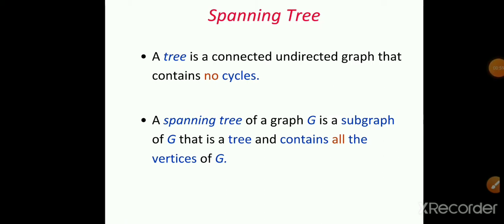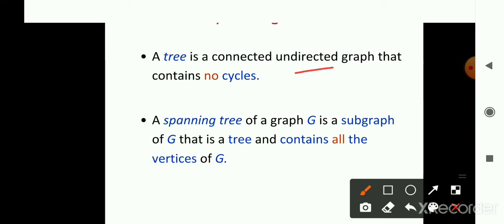Before starting the algorithm, we must know what is meant by spanning tree. As we discussed in the last lecture, the spanning tree is a connected undirected graph that contains no cycle, meaning there will not be any loops between different vertices. A spanning tree of graph G is a subgraph which is actually a tree that contains all the vertices of G. In the last lecture we learned about this.